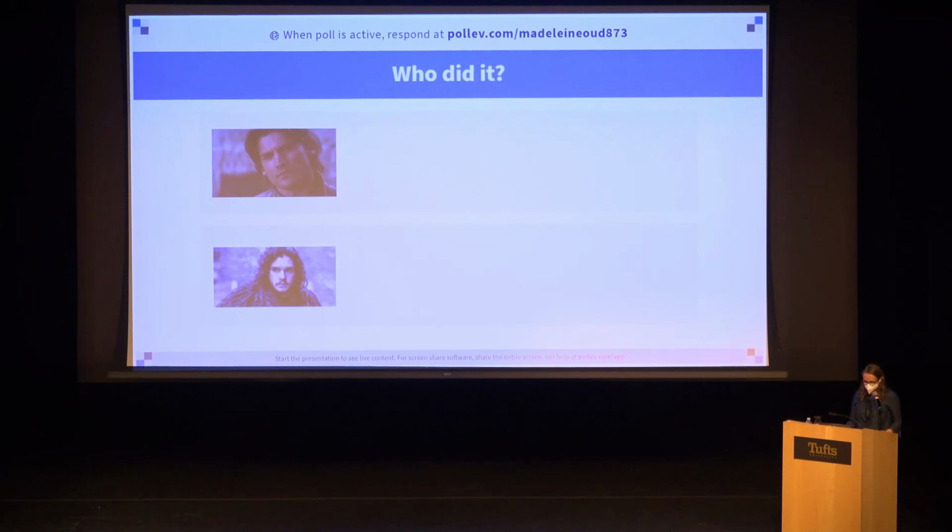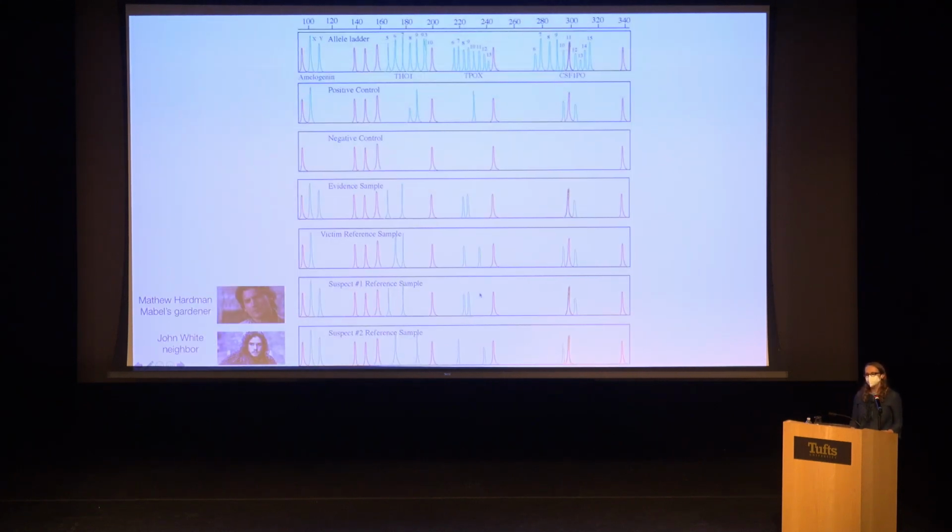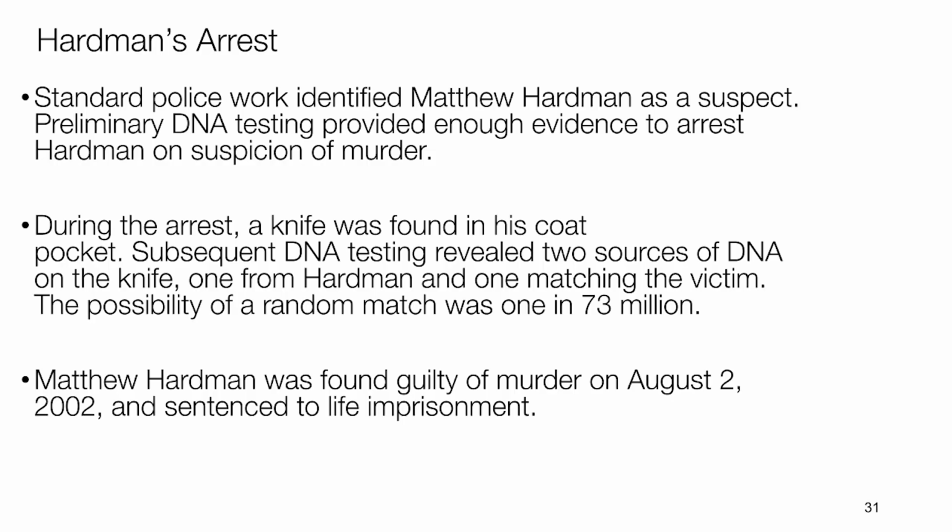All right, we have some votes in, and we have Matthew Hardman being the murderer. That is correct. If you look back at these gels, you can see that here we have these two peaks that are further apart, and here again, this sample has two peaks that are identical to these, versus the peaks for this sample, which are shifted. So this allowed us to rule out John White as a suspect, even just from first sight. But of course, the other ones also match as well. All right, and so Matthew Hardman was eventually arrested.